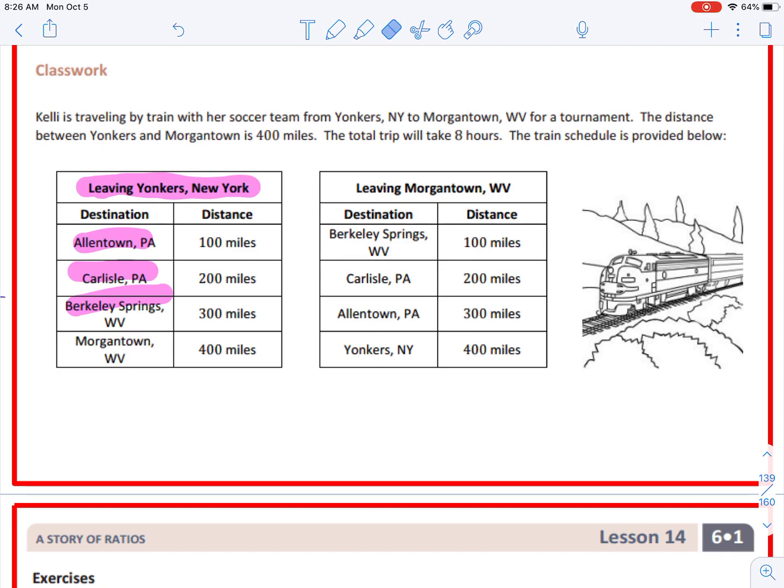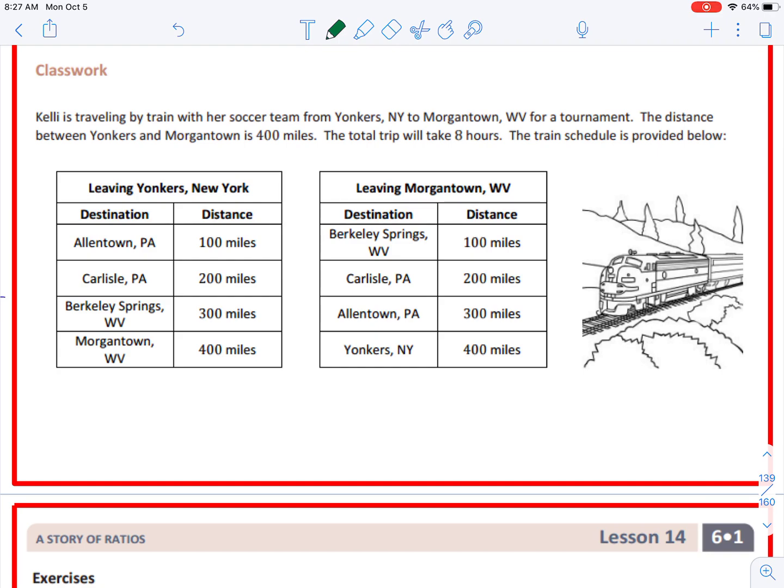Well, it takes her 8 hours to get there. The second table is leaving Morgantown and going back to Yonkers, which obviously is going to take her 400 miles too, and they're stopping in the same towns, just in reverse order. So in all, it's going to take her 16 hours to go from Yonkers to Morgantown and back.